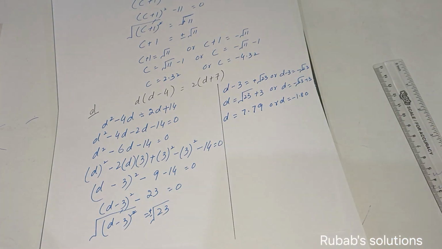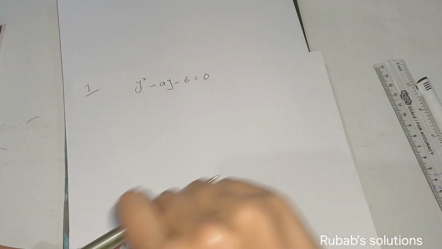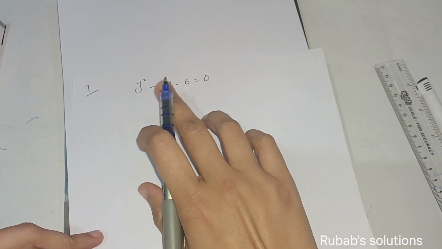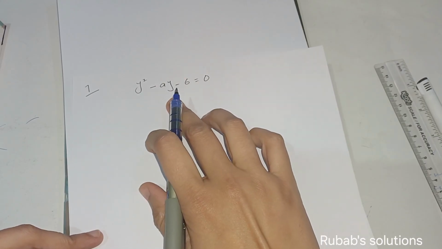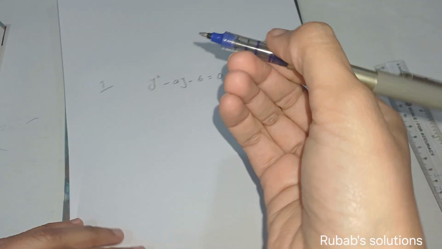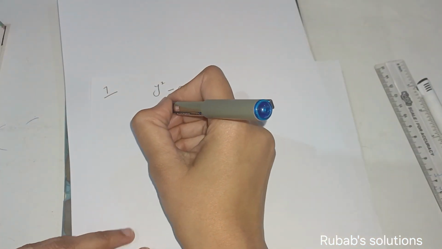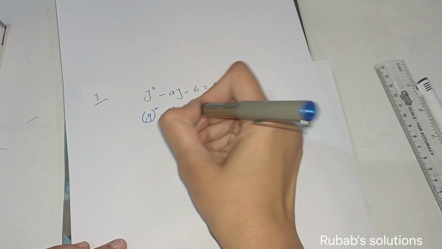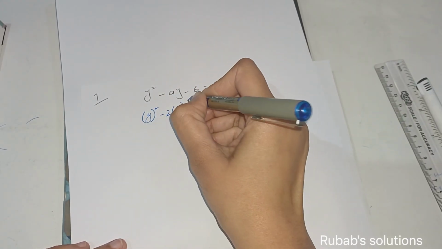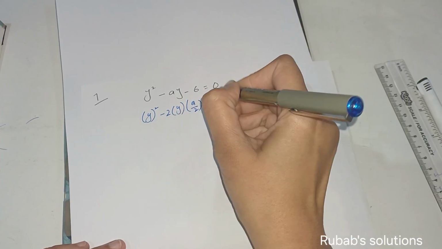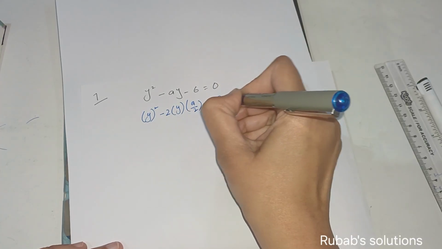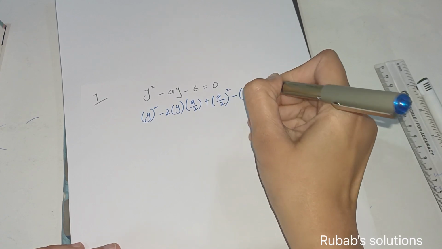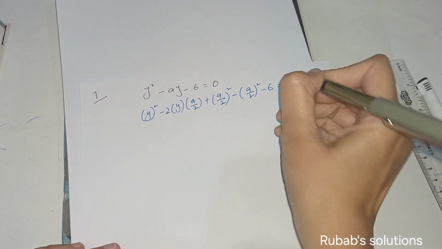Okay, moving towards the last question. The last question is y squared minus ay minus 6 equal to 0. They are saying that a is any constant. We have to find the solution of y in terms of a. So a we will keep as it is. From here it is y squared minus 2 times y times a over 2, because I don't want this 2, so it will be plus (a by 2) squared and minus (a by 2) squared, minus 6, equal to 0.